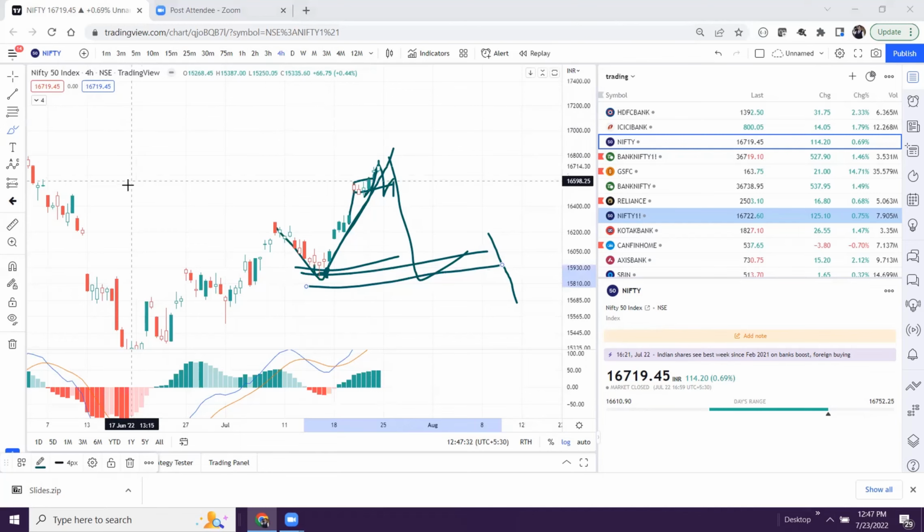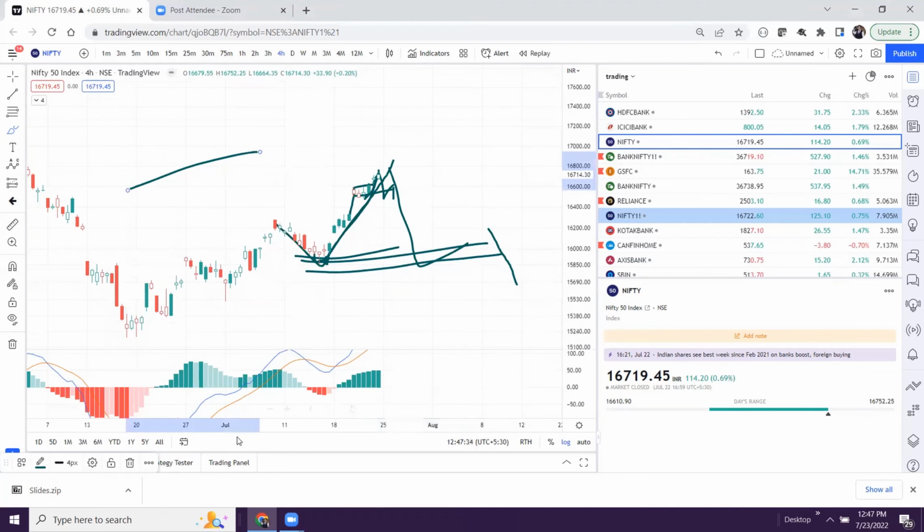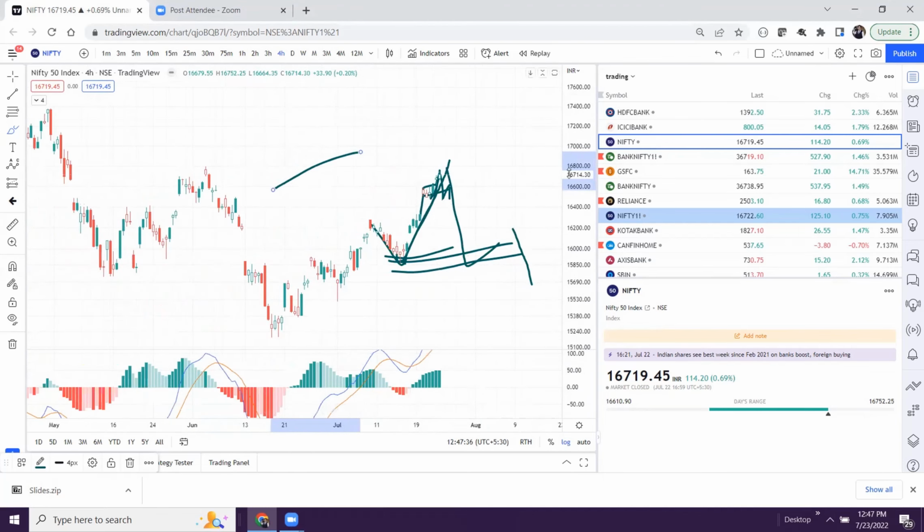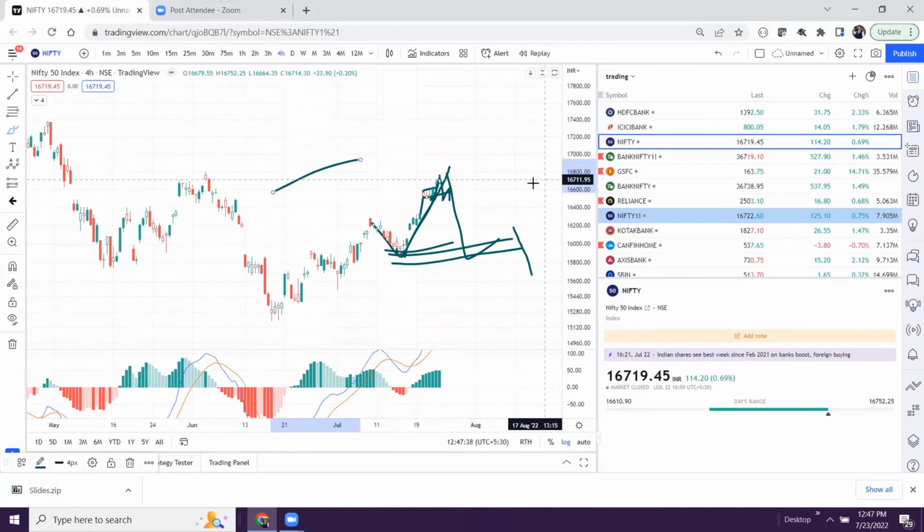Okay, so shall I move to Bank Nifty or any other question in this? Okay, let us see on Bank Nifty.